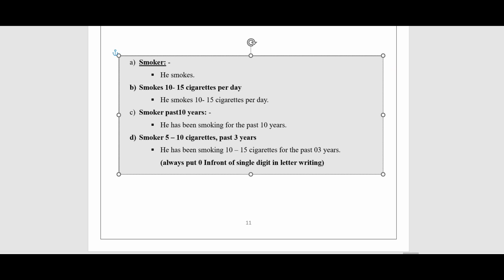Okay, don't get confused. If he is a smoker for the past 10 years, because he is also smoking now, then he has been smoking for the past 10 years. And if he is a smoker of 5 to 10 cigarettes for the past 3 years, with the number of cigarettes also mentioned, then you can write he has been smoking 10 to 15 cigarettes for the past 3 years. 3 is there, right? Single digit, so we need to put 0 in front of the single digit in letter writing.